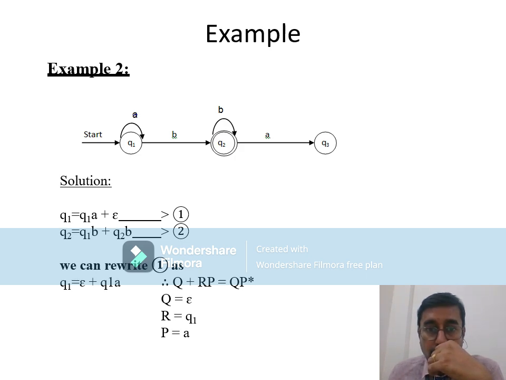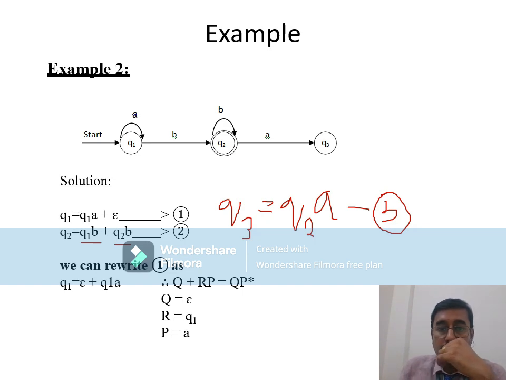Next I have my q2. If I take my q2, from q1 the input b is coming to my q2, so q1 b I have to write. Next q2 self loop b is there, so q2 b. So this will be my second equation. Third equation, I have not written here, so q3 equal to, from q2 only is coming, so q2 a. So this will be my third equation. Now in this final state q2 only I have to find out my expression.